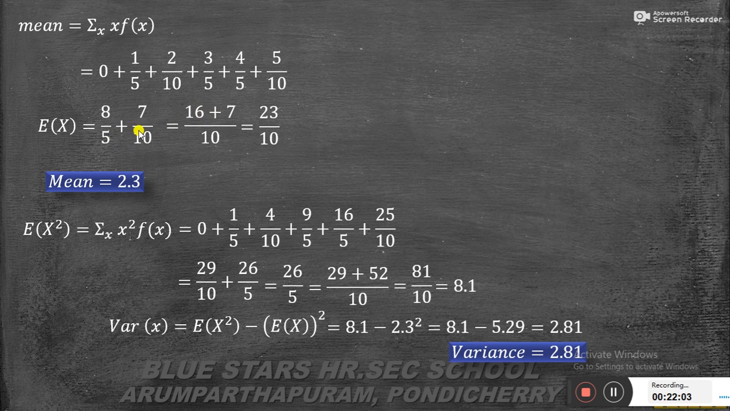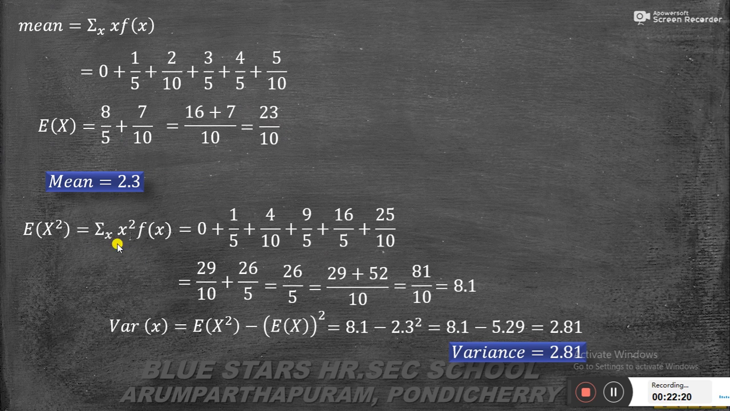16 plus, you see the second term, the denominator is 10. So I just take the numerator, 7. 16 plus 7 is 23. 23 by 10. This is the answer for expectation of x. Expectation of x is mean. Mean equal to 23 by 10 means 2.3.